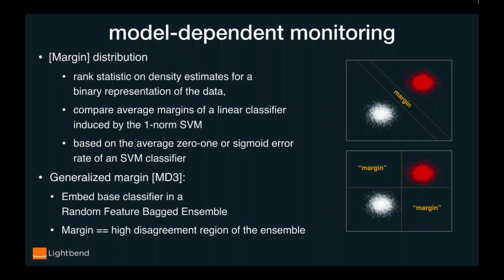But many machine learning models don't have a natural margin concept. So the next paper, MD3, generalizes the margin idea. The way it does this is it embeds a base classifier of any type in a random feature-backed ensemble. A random feature-backed ensemble works this way. For each ensemble member, we pick a random subset of the features and we develop the classifier based on that subset. And then we keep doing this for new ensemble members. Now, the margin is defined as the high disagreement region of the ensemble.